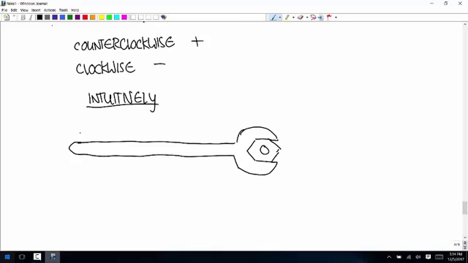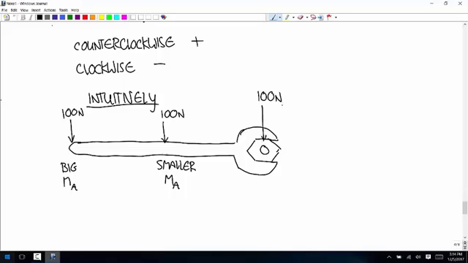Okay. So if you apply 100 newtons here, you get a big moment. Here, you get a smaller moment. And here, you get 0 moment. It's not going to rotate it at all.